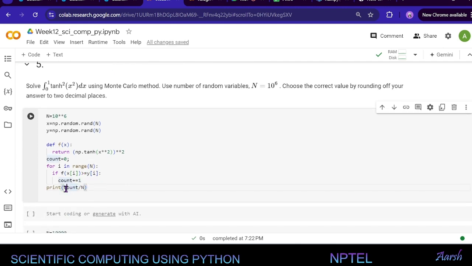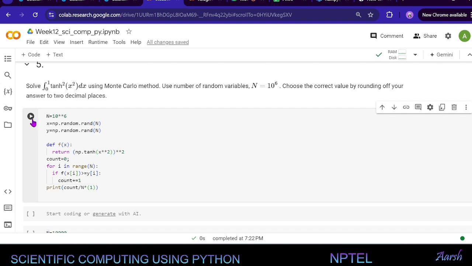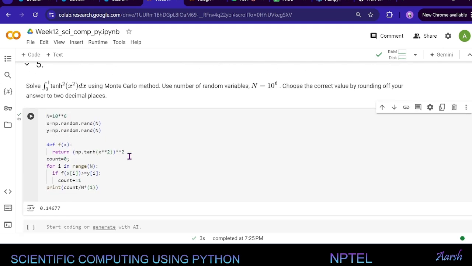And then this is the probability that the point you generated is within the area. To get the area, you should multiply it with the area of the box, which is just 1 times 1, right? Why? Because the length of the box that we are considering can also be taken as 1, because tanh of x never crosses 1. So that's the idea. And it gives the answer as 0.14677, which is the integral.